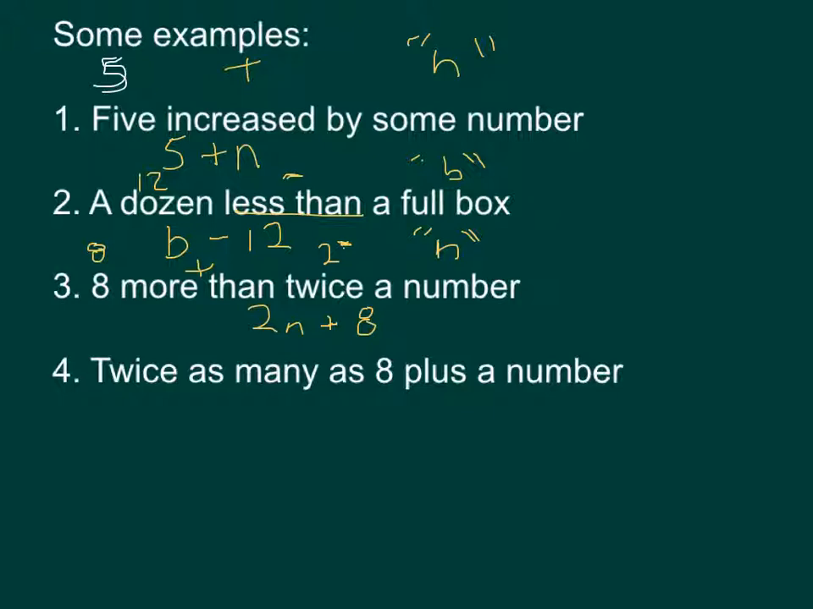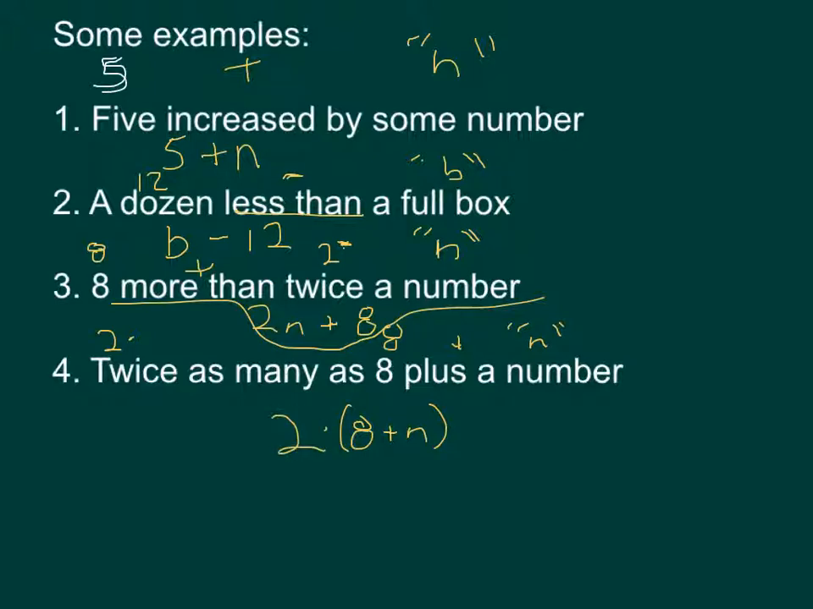Now the next one, I purposely made it very similar, but it's not the same answer. Twice, again, is 2 times as many as 8. Plus a number n. So in this case, twice as many as 8 plus a number n. It's going to be 8 plus n, and then 2 times that amount. So I'm going to put the 2 out here.